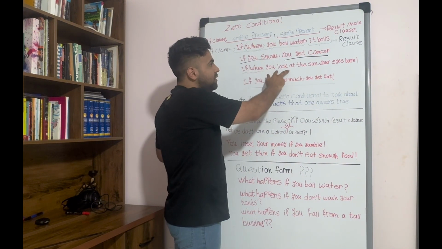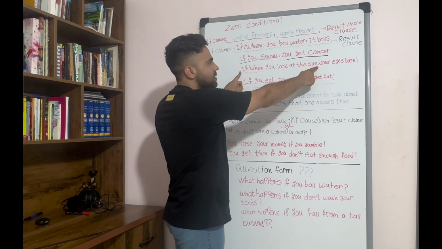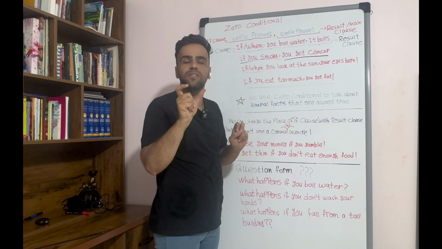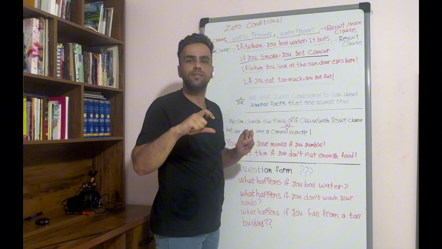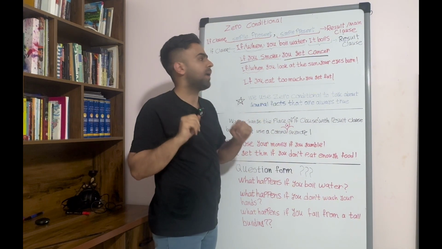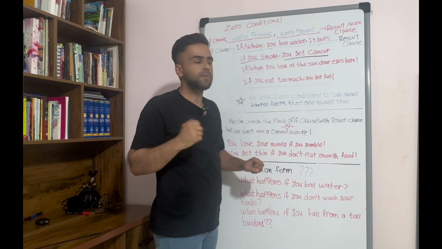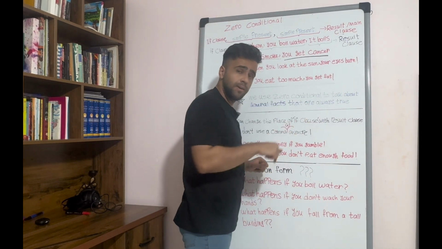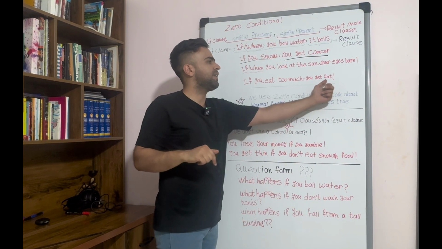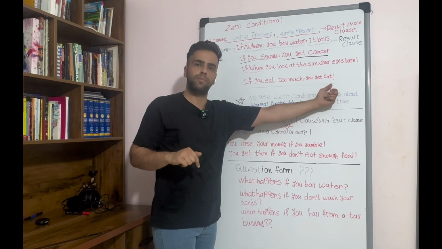So the tense is very important. If or when you look at the sun, your eyes burn. Which one is the if clause? This one: if or when you look at the sun. It is the if clause because it has an if or when. You can say when or if; the meaning doesn't differ. Your eyes burn, it is the result clause or main clause. Again, it is in simple present. If you eat too much, you get fat. Again, here we have simple present.